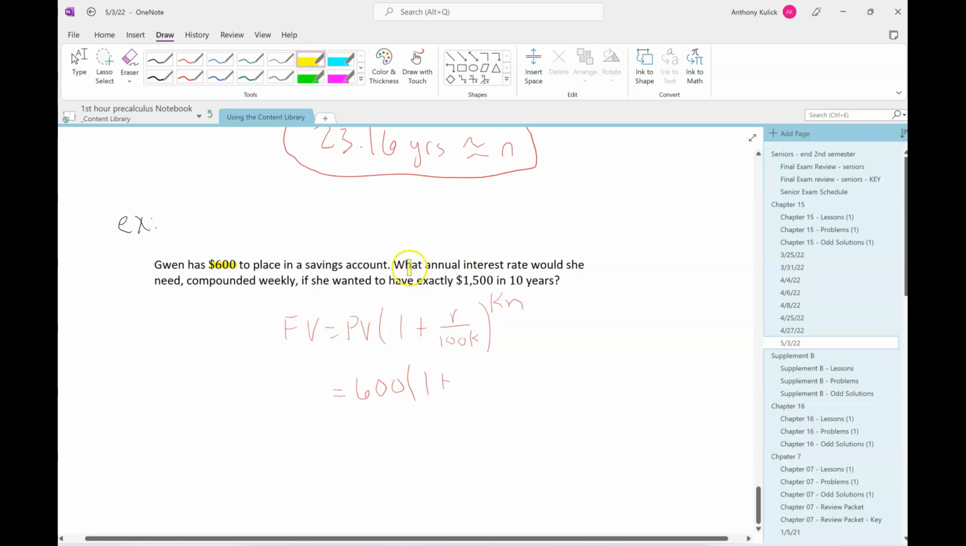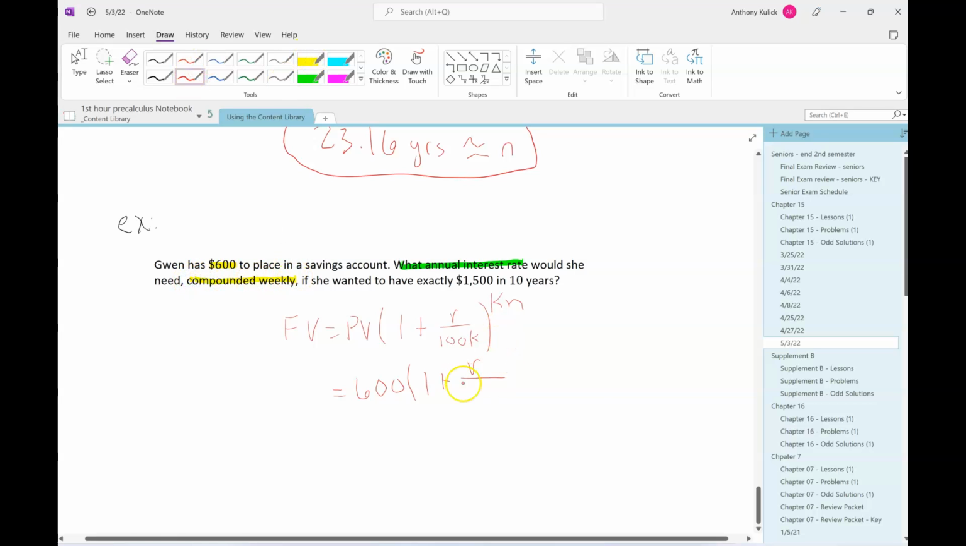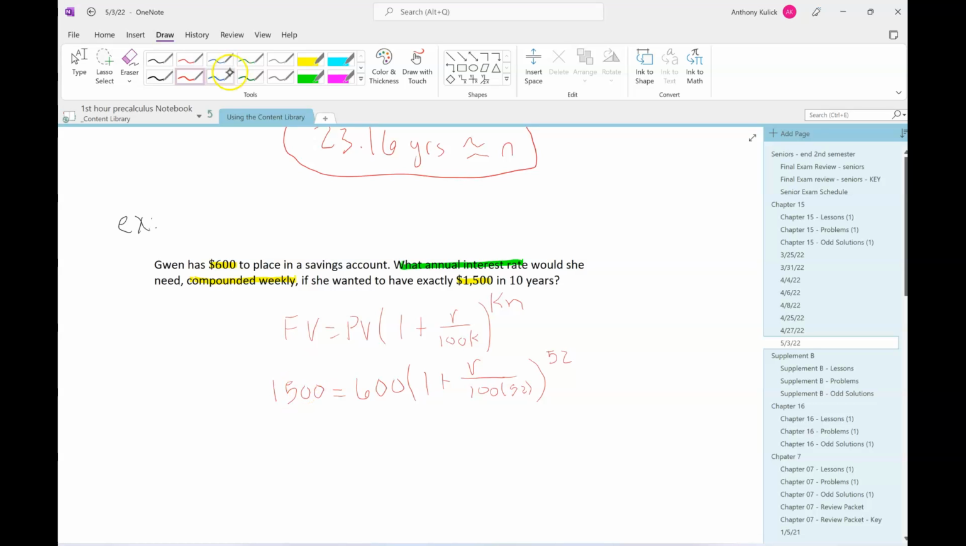And then it asks what annual interest rate. So what will we be solving for here? R. Great. And then we have compounded weekly, so the K is 52. Nobody from Venus in this class. And then the 1,500 is the future value, and the 10 years is the end. We feel okay here?